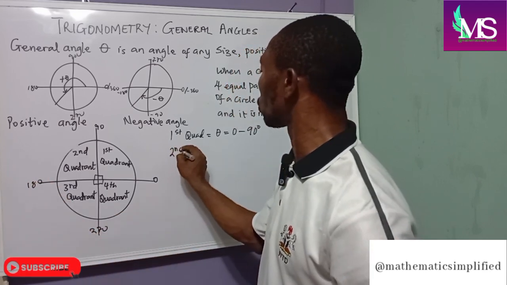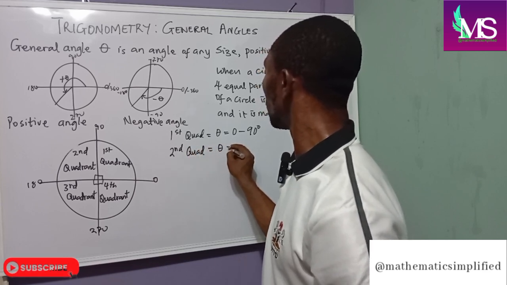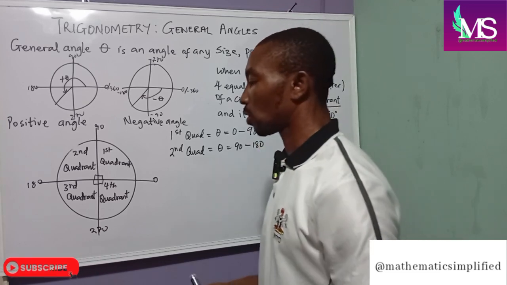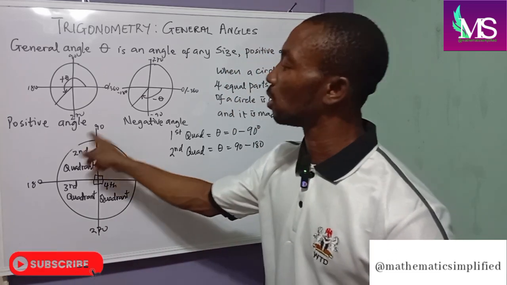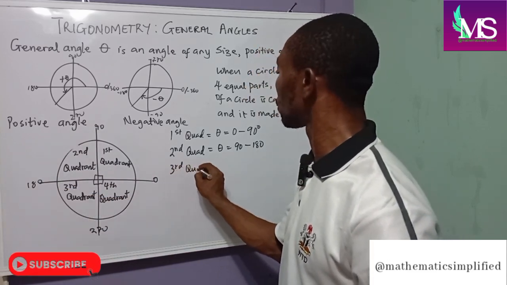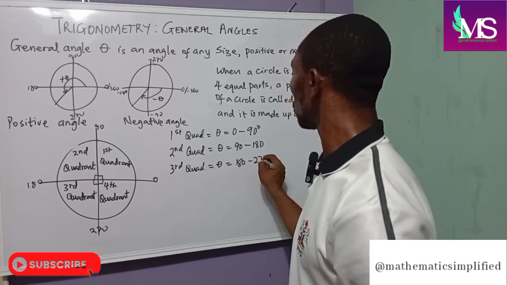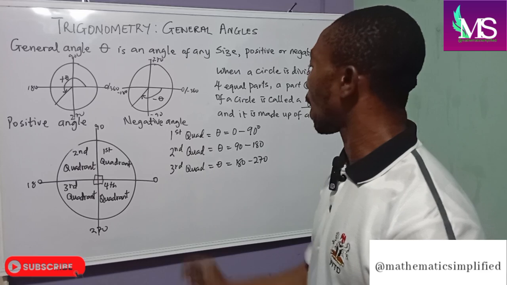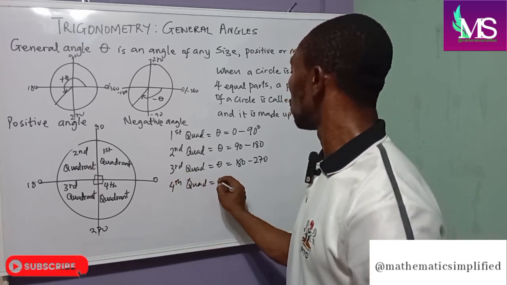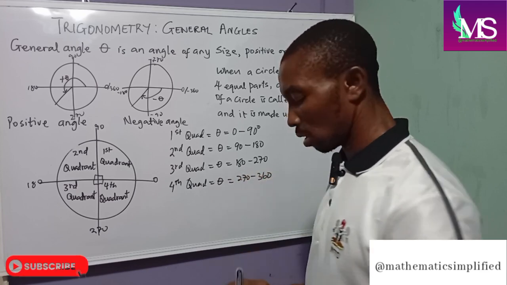Now, in the second quadrant, our theta is between 90 and 180 degrees. Now, in the third quadrant, our theta is between 180 and 270 degrees. And in the fourth quadrant, our theta is between 270 and 360 degrees.